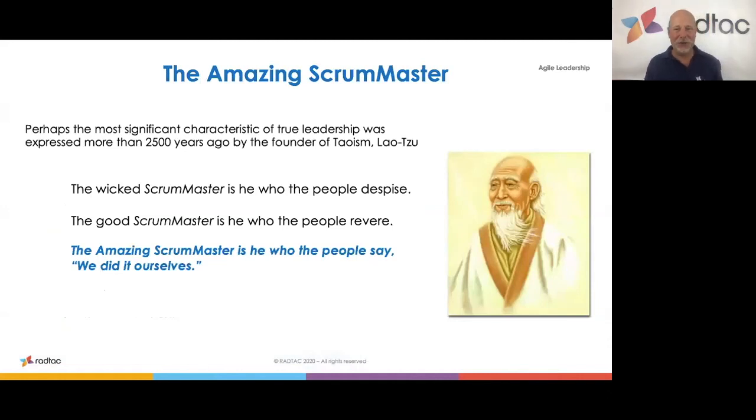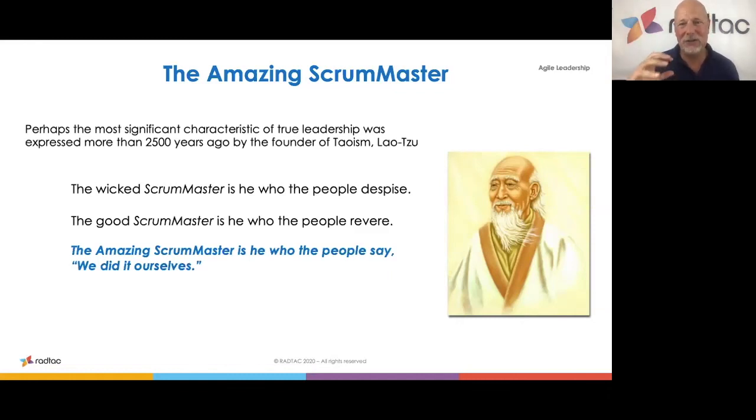And then at the end of the day, thinking about everything that we've been through, what is the amazing Scrum Master? Well, I like this quote from Lao Tzu, founder of Taoism 2,500 years ago, so pretty old stuff. He said, obviously he didn't use the term Scrum Master, but basically the wicked Scrum Master is he or she who the people despise. The good Scrum Master is he or she who the people revere. The amazing Scrum Master is he or she who the people say, we did it ourselves. That's the amazing Scrum Master.